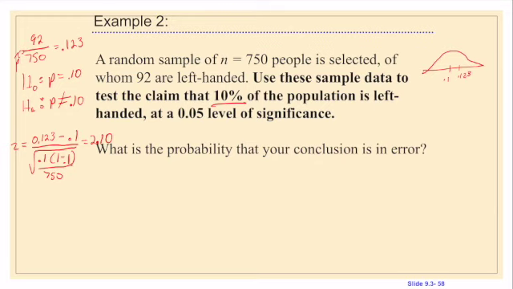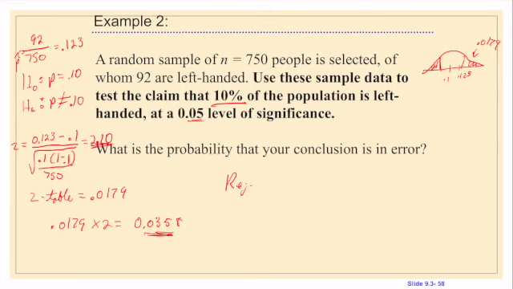And I need the area in both tails. So I take my z-score of 2.10 to the z-table, and I get a z-table value of 0.0179. So that's the area in one tail, but I don't have one tail, I have two. So I'm going to take 0.0179 times 2, and I get 0.0358. So because this is less than 0.05, we reject our H naught at the 0.05 significance level.